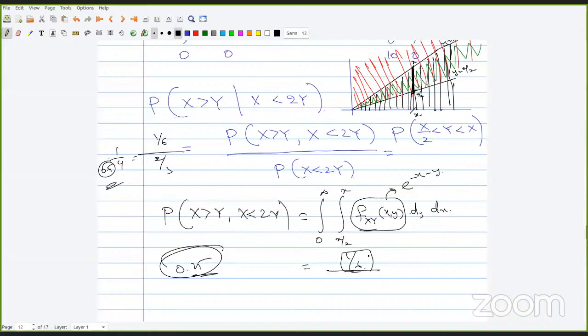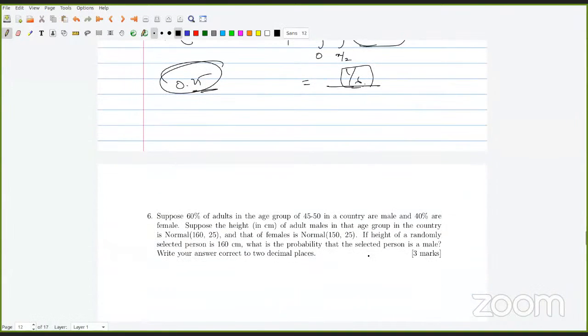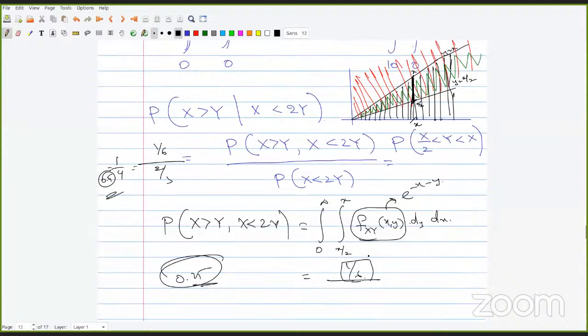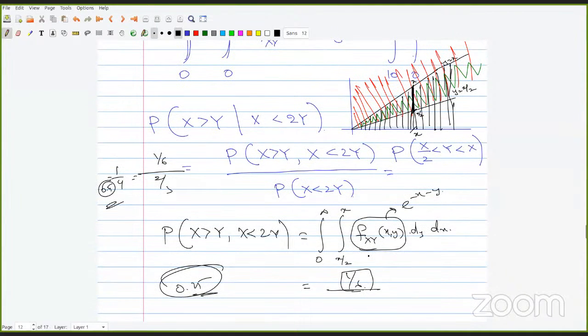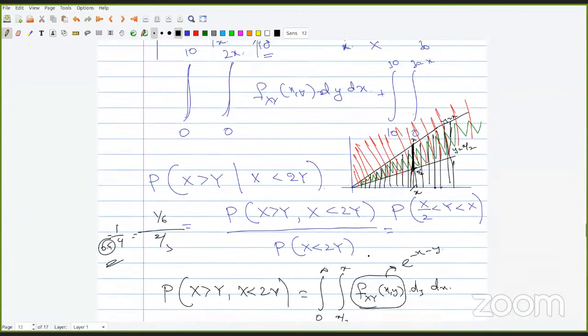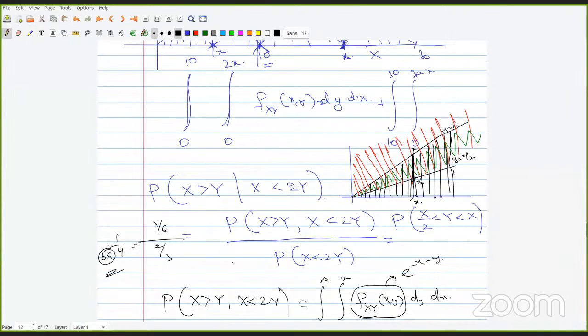One small doubt. For the numerator part, can we multiply the probability that x is greater than y and the probability that x is smaller than 2y, the individual probabilities? Why? If we don't want to do the integration, simple. No, I guess these, x greater than y and x less than 2y, are joint. Are these independent? These are not independent events, I guess.